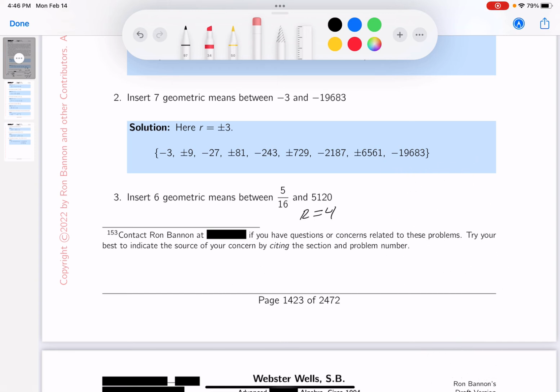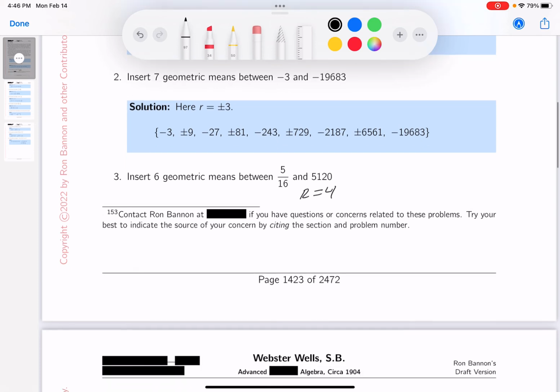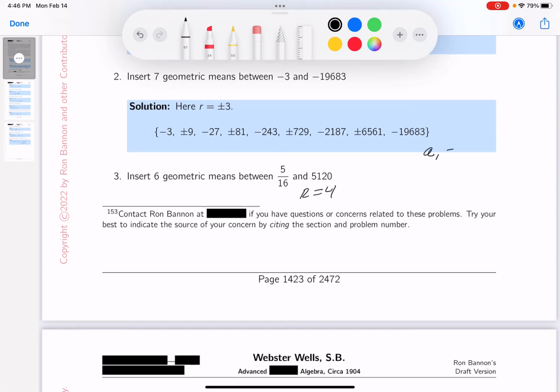So, you know what? Maybe I erased too much. Let me put that down again. So A1 was 5/16. Let's see, A8 is 5120. And now I can generate the other ones. I'm just going to do it by multiplying now. So 5/16 multiplied by 4, that would be 5/4. Multiply by 4, you get 5. Then you get 20. And I'm multiplying by 4, 80, 320. Multiplying by 4, that's going to be 1280.